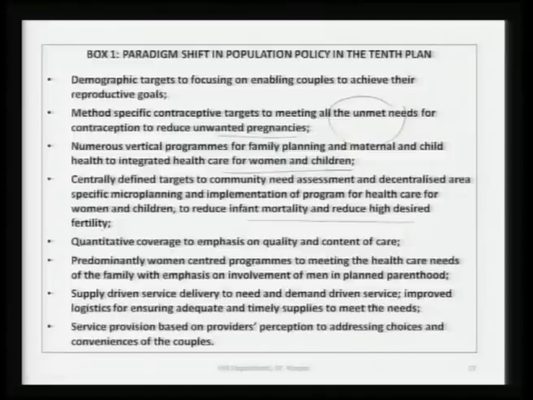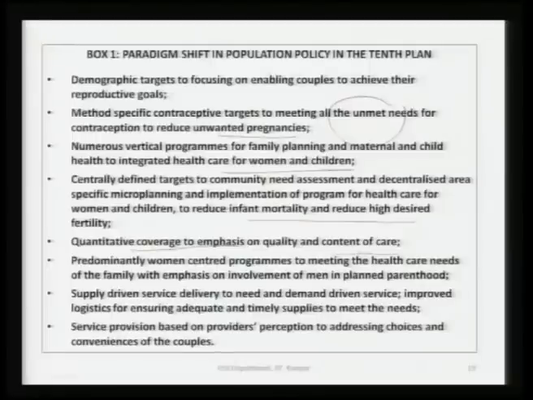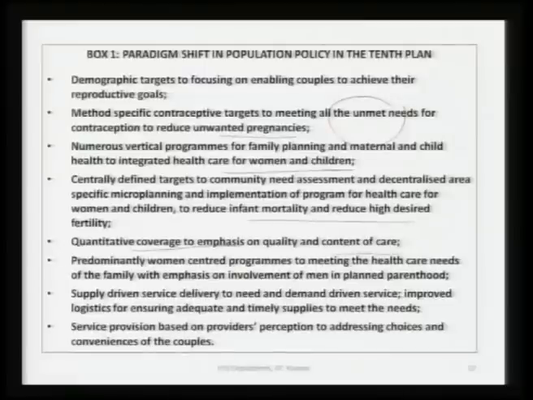There is a shift in NPP 2000. You find a shift from quantitative coverage to quality and content of care, quality of care, satisfaction of clients. Predominantly women-centered programs, which the family planning program was initially, to meet the health care needs. Now there is a shift to meet the health care needs of the family, with emphasis on involvement of men in planned parenthood. Then supply-driven service delivery to need- and demand-driven service, improved logistics, transport, information, mobility for ensuring adequate and timely supplies to meet the needs. And lastly, service provision based on providers' perception to addressing choices and conveniences of the couple.